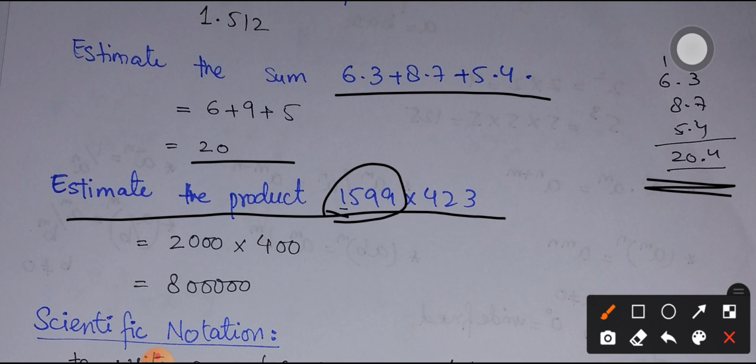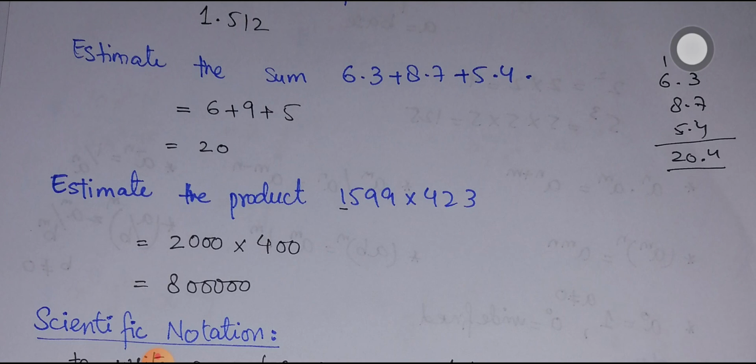So if we have the number 1599, we can round off this up to the first non-zero digit, that is up to the first value. So we are having 5 on the right hand side, so this will become 2, and we will replace the other numbers with 0, so it will be 2000, and 423 will become 400, and we will multiply the numbers and we will get the answer. This is how we can estimate the product or sum with the help of rounding off the numbers.